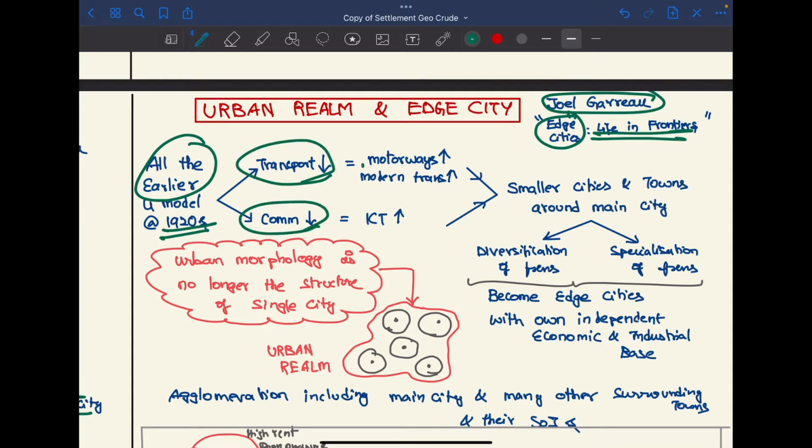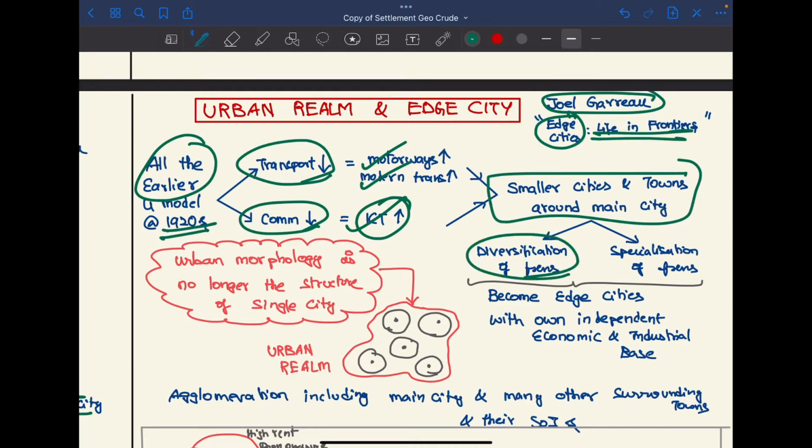But in modern times, due to motorway expansion, modern transport and ICT improvement, the smaller cities and towns around the main city are able to diversify their functions and specialize their functions. Therefore, these cities become edge cities. Basically, these edge cities have their own independent economic and industrial base. Therefore, they are no longer completely dependent on the main city.